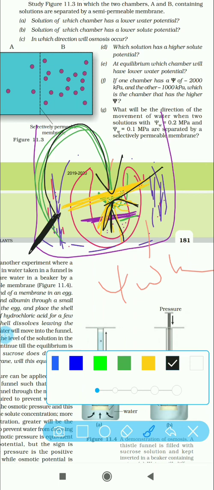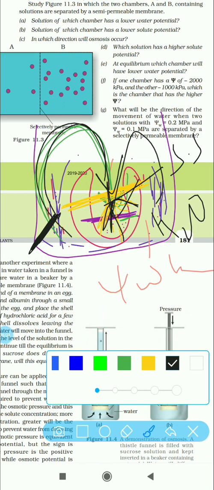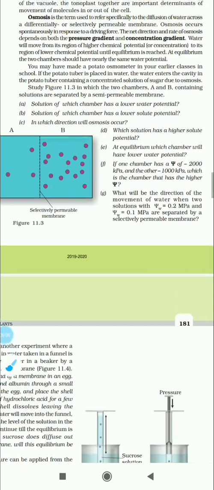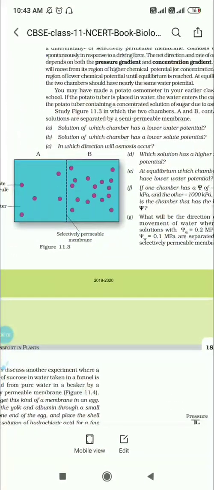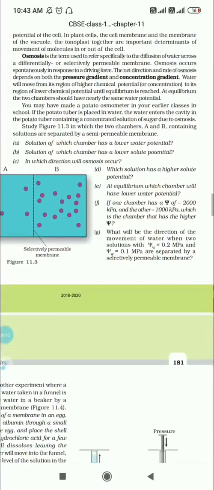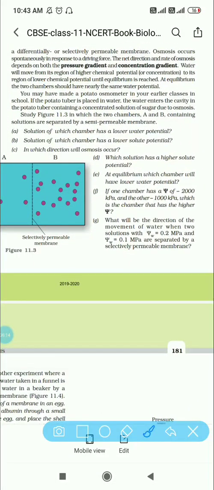Here we have more solute because the sugar solution was there. Here there was only H2O, so the H2O will move from here to the inside, and this is what we call the potato osmometer. That is what they have explained in this paragraph.